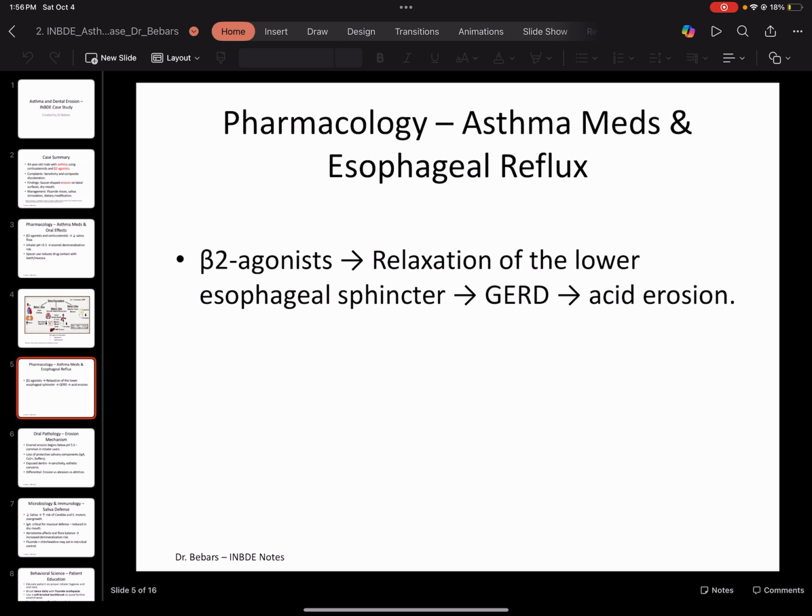Pharmacology perspective for patient with asthma, we need to know that beta 2 agonists also cause relaxation of the lower sphincter, causing gastric reflux and teeth erosion.